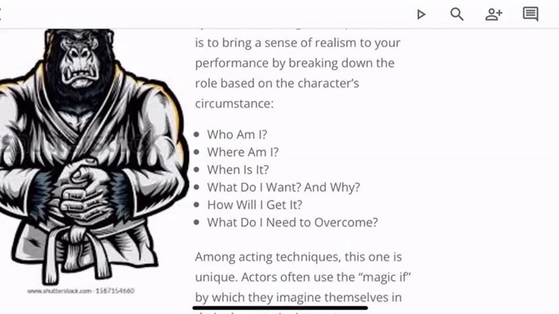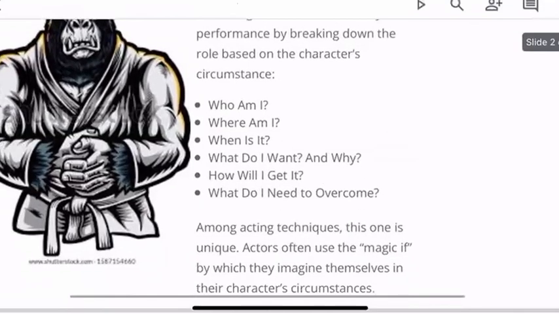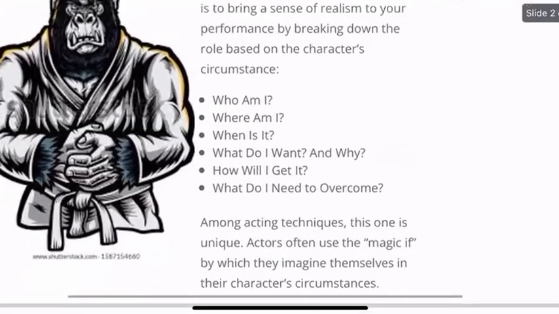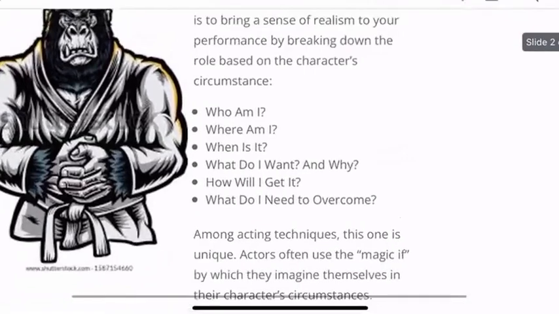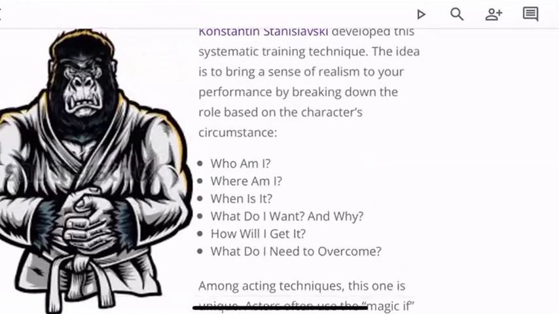Right? Among acting techniques, this is the one that is unique. Actors often use the magic if, by which they imagine themselves in their character's circumstances. So could you imagine yourself in a circumstance where your money is low, your spouse is not being faithful, and you're trying to figure out what to do, and you don't know, and you don't really have help or an outlet.